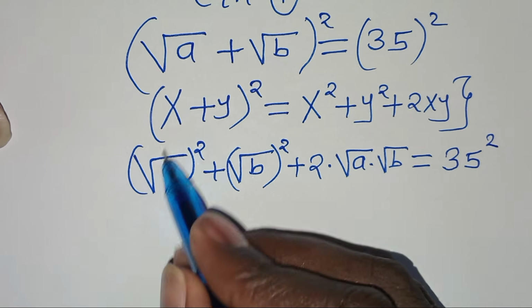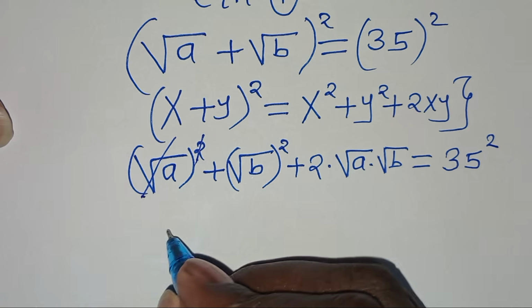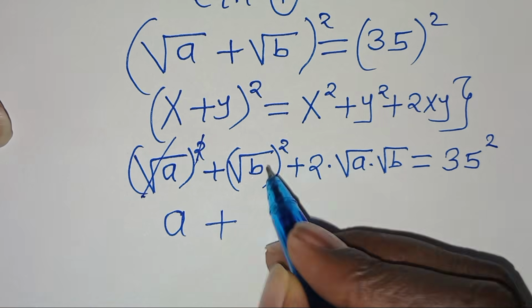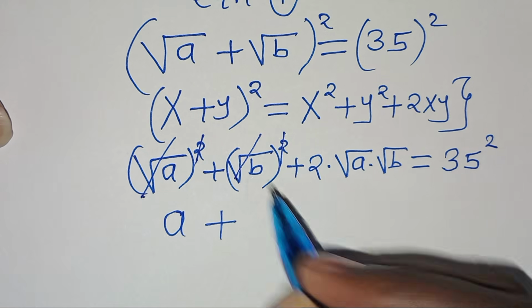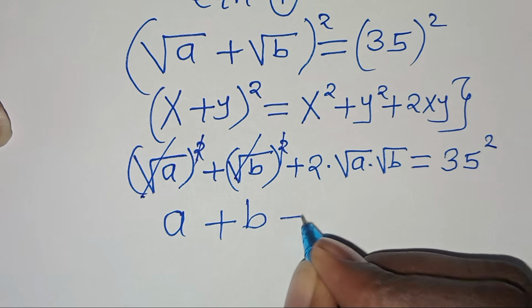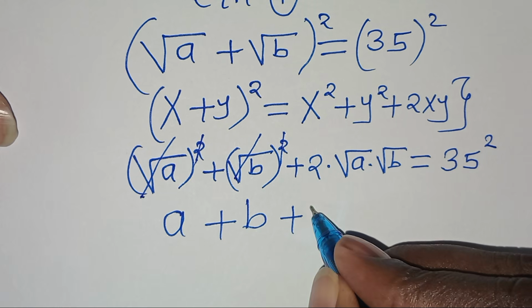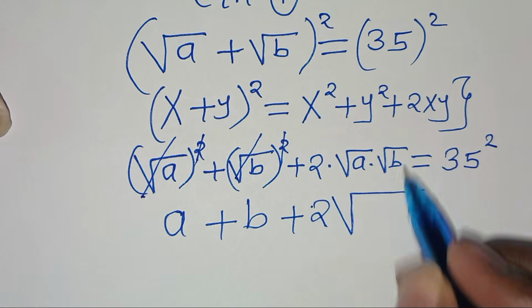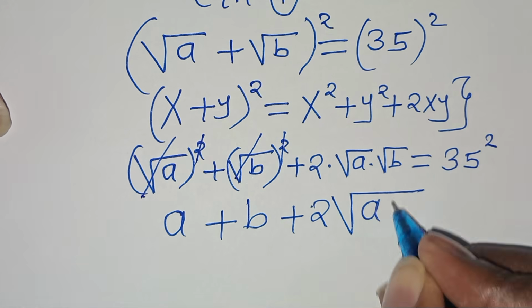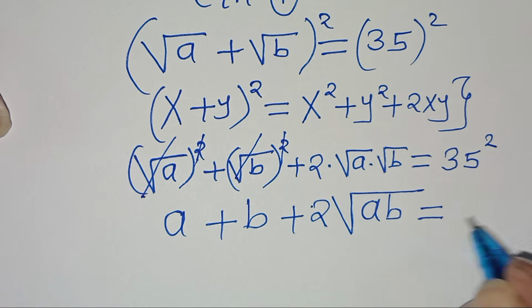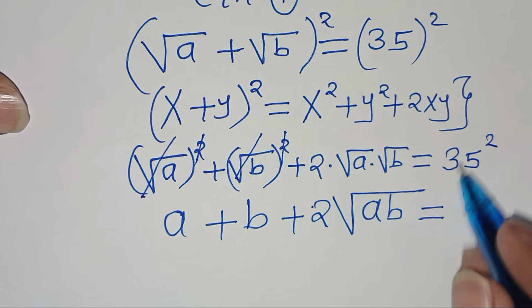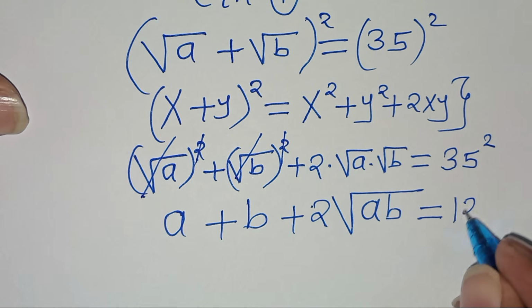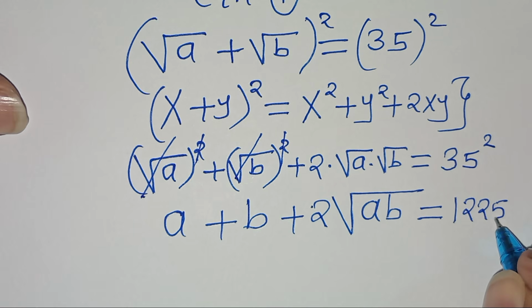Now, the next step is to eliminate the square root sign here, so that we have a plus. We also eliminate the square root sign here. We have a plus b plus 2 multiplying by the square root of a times b. This is equal to 35 squared, and this is equal to 1225.